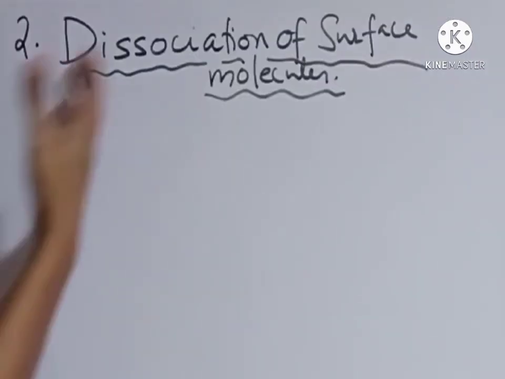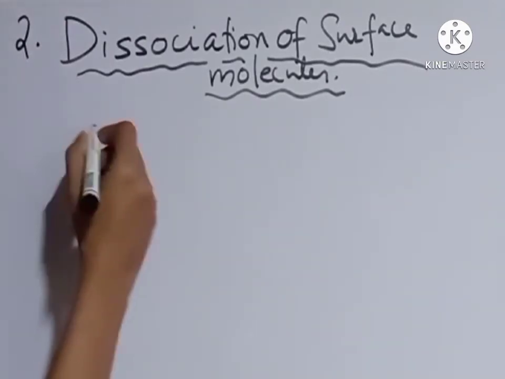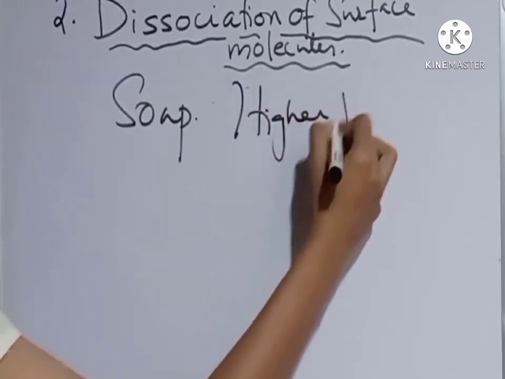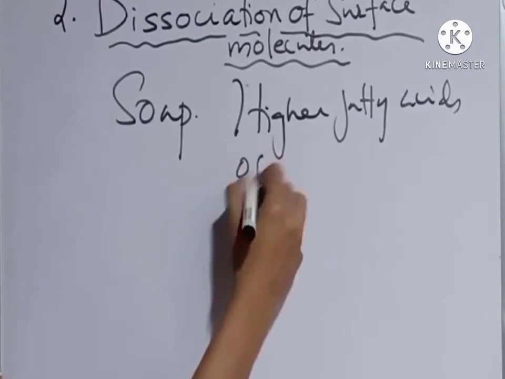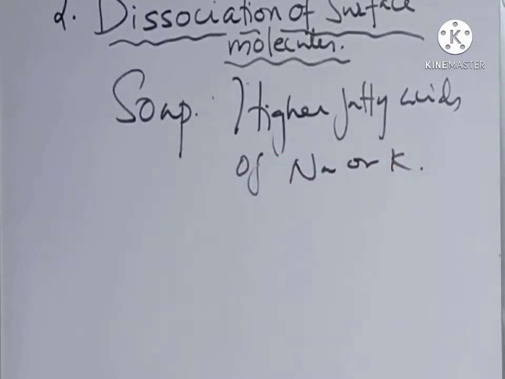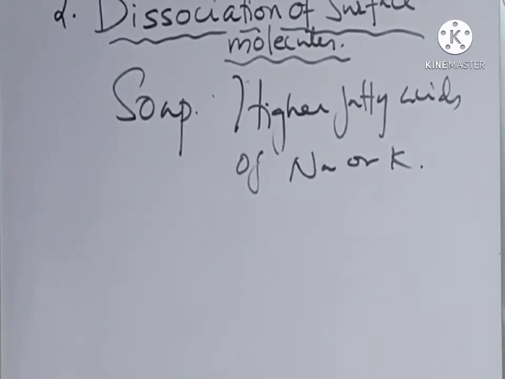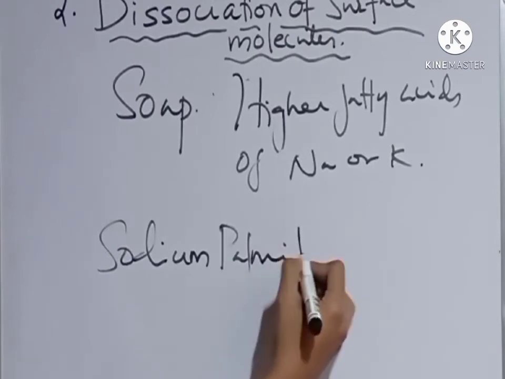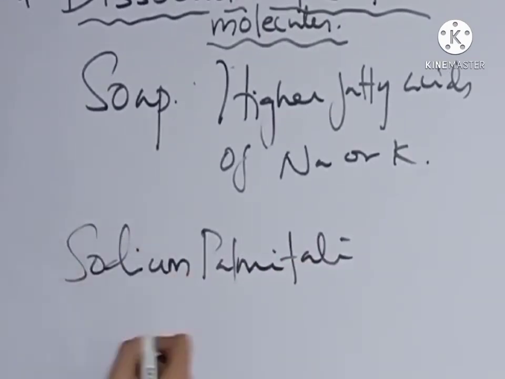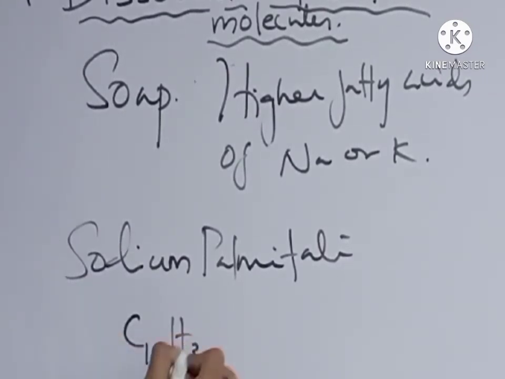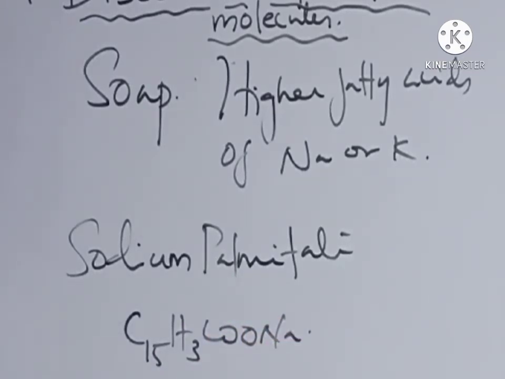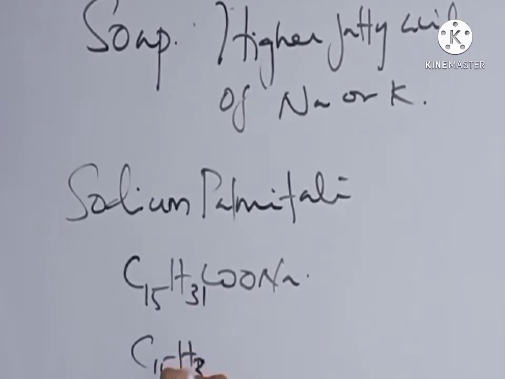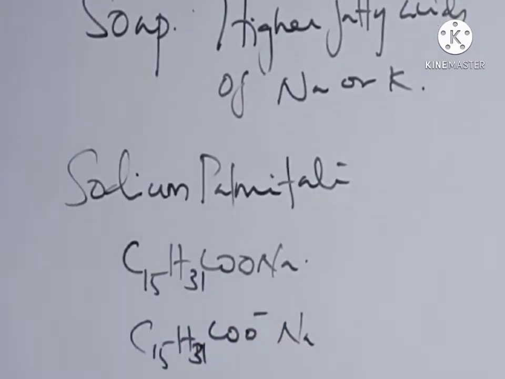Then the second reason, that is dissociation of surface molecule. This is common in soap. We know soap is the higher fatty acid salt of sodium or potassium. So let us take an example, that is sodium palmitate. Sodium palmitate is C15H31COONa. Usually what happens is it dissociates like this: C15H31COO- and Na+.